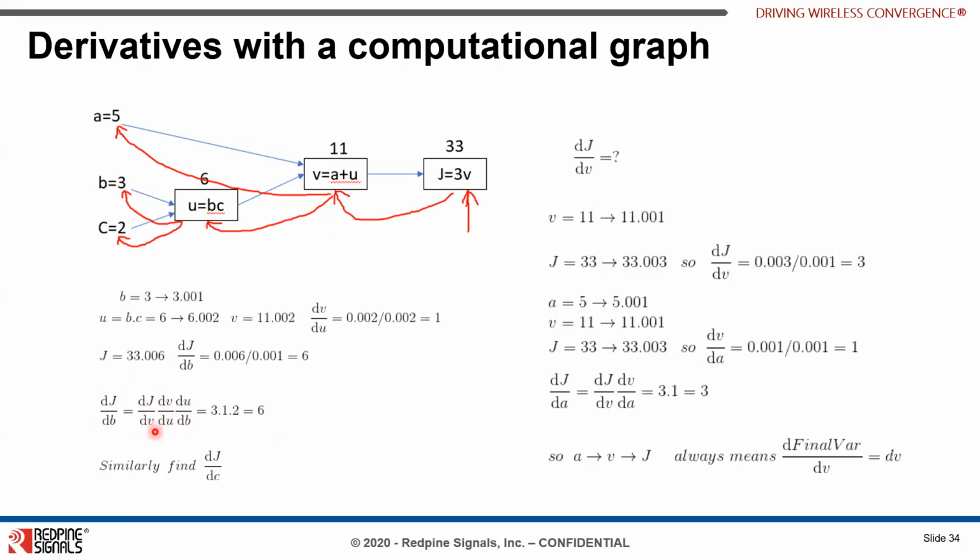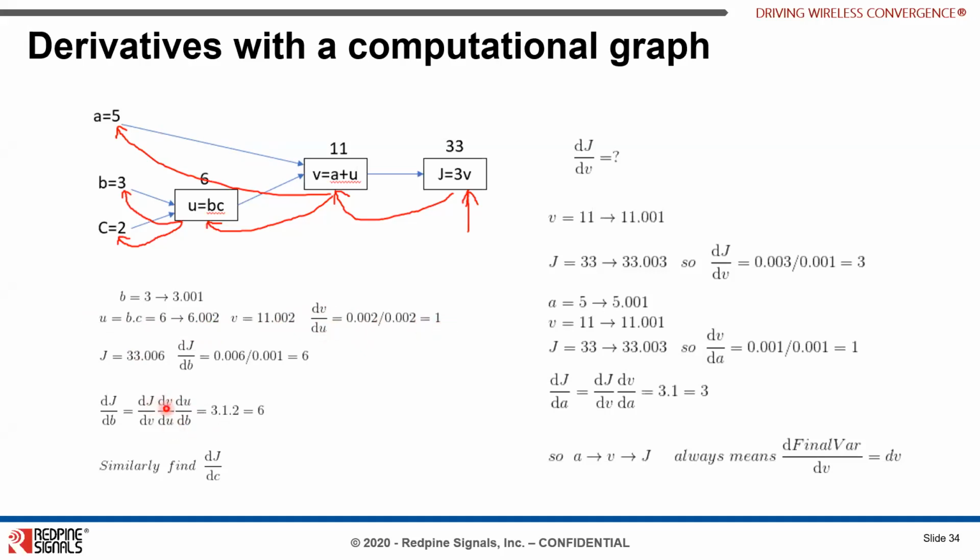We already know dJ by dV from here is 3. dV by dU, we know this is 1. Let's check what dV by dU is, that is, what is the change in v if you change u. Suppose I am changing u from 6 to 6.002. Since v is a plus u, a is 5 and u is 6.002, that is 5 plus 6.002, which is 11.002. That means if I change u by 0.002, v also changes by 0.002. That is, dV by dU is 1.